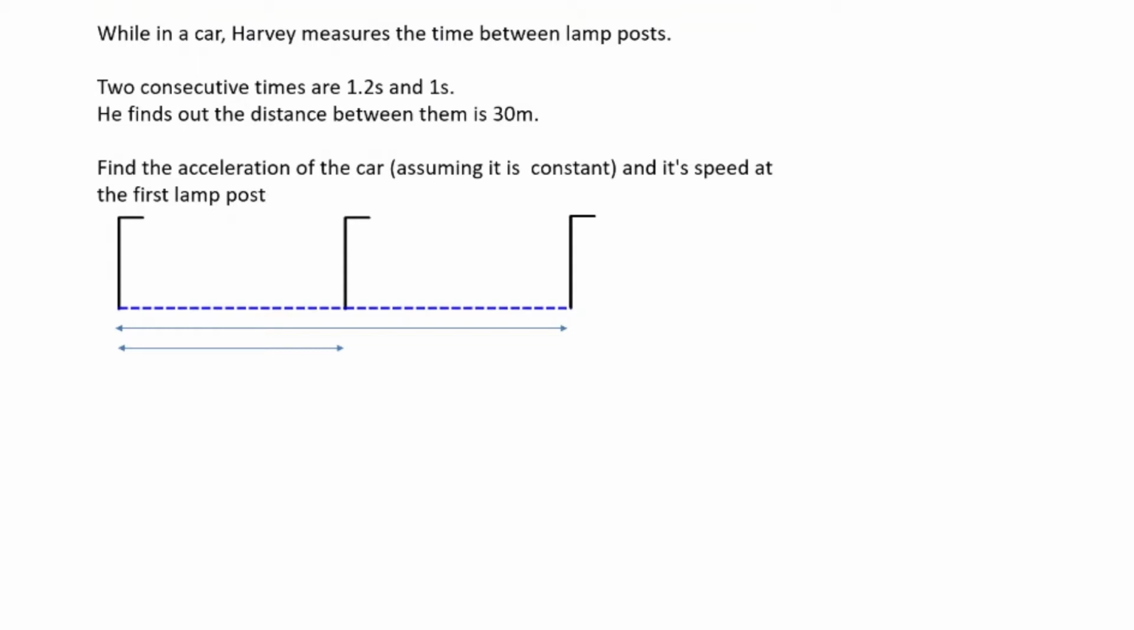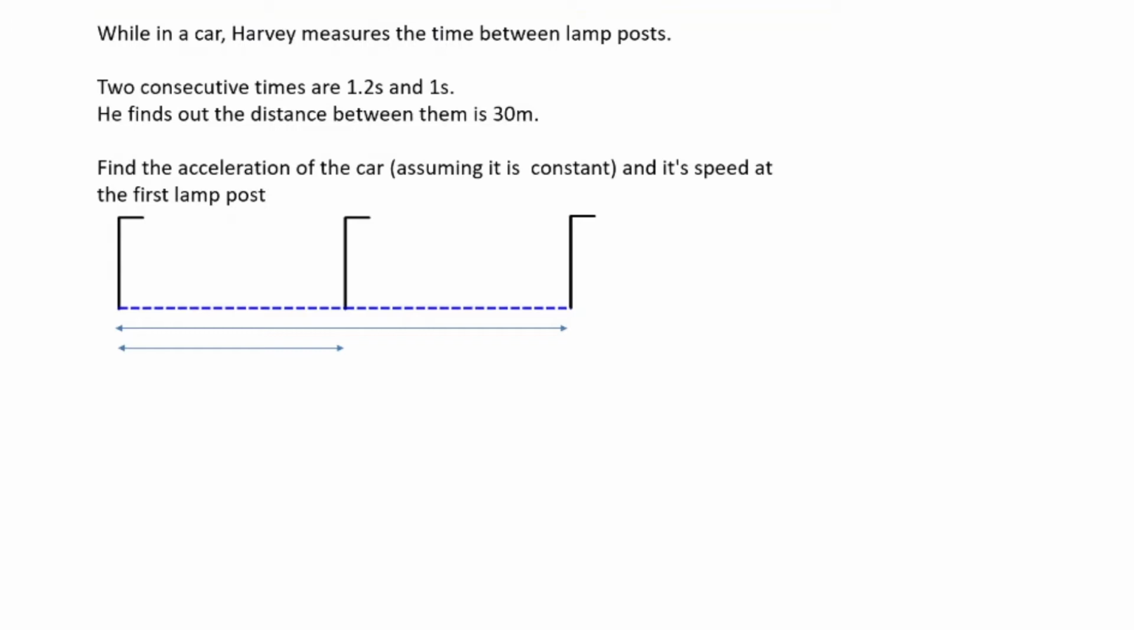So we're told that while in a car, Harvey measures the time between lampposts. So as he's driving along, how long between one lamppost and the next. 2 consecutive times were 1.2 and 1 seconds. And he finds that the distance between each lamppost is 30 meters. Now we want to find the acceleration of the car and its speed as it passes the first lamppost. So that's going to be the initial velocity.